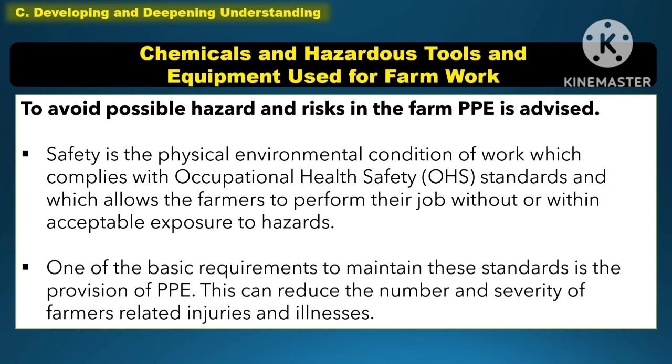To avoid possible hazard and risk in the farm, personal protective equipment is advised. Safety is the physical environmental condition of work which complies with occupational health safety standards and which allows the farmers to perform their job without or within acceptable exposure to hazard. One of the basic requirements to maintain this standard is the provision of PPE. This can reduce the number and severity of farmers-related injuries and illnesses.